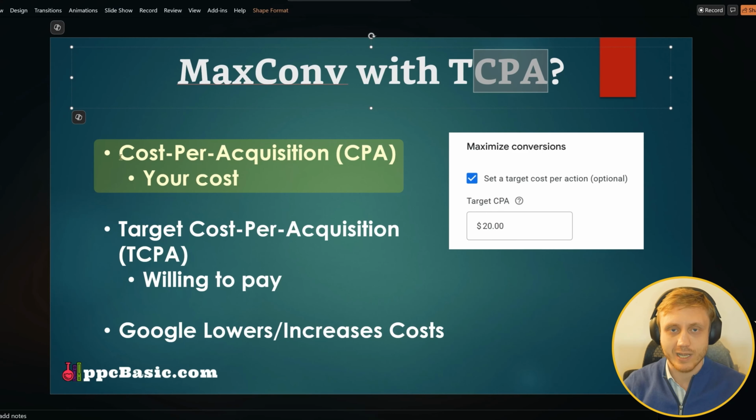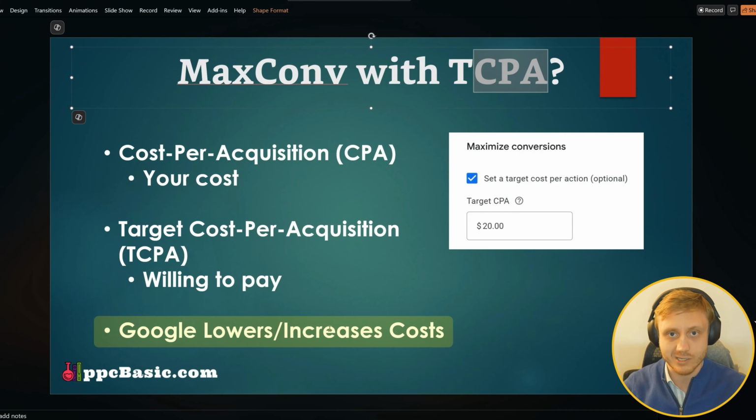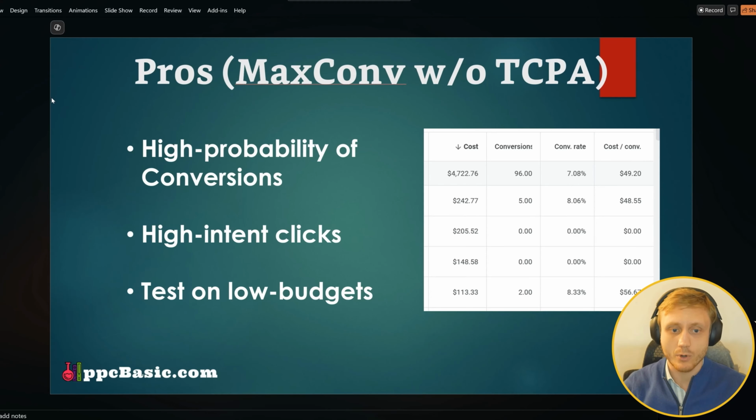But let's say, for example, it costs you $40 for every conversion that happens on your website. This is perhaps too expensive for you. So in that case, you set a target cost per acquisition. This is how much you're willing to pay. After all the clicks on your ads, it ultimately costs you $40, and you don't want to pay $40 per conversion. You only want to pay $20 per conversion. So Google is going to lower your cost per click, to hit that $20 per conversion mark, your target cost per acquisition.